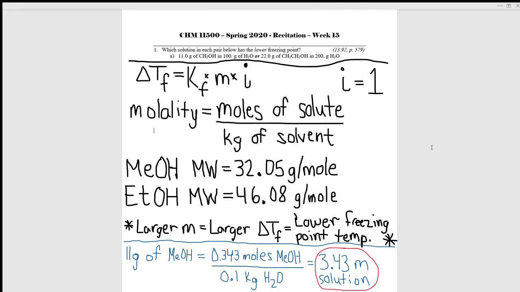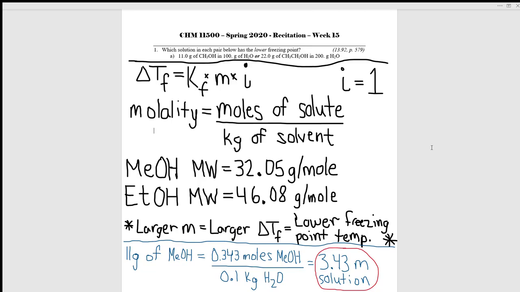Question number 1 asks us which solution in each pair below has the lower freezing point: 11 grams of methanol in 100 grams of water, or 22 grams of ethanol in 200 grams of water. Notice that the chemical formula CH3OH is known as methanol, or MeOH for short, and the chemical formula CH3CH2OH is known as ethanol, or EtOH for short.